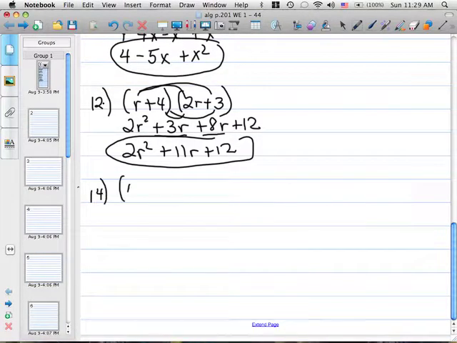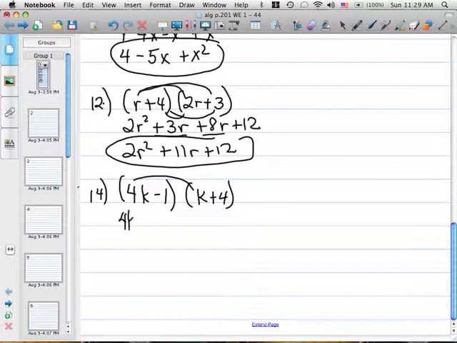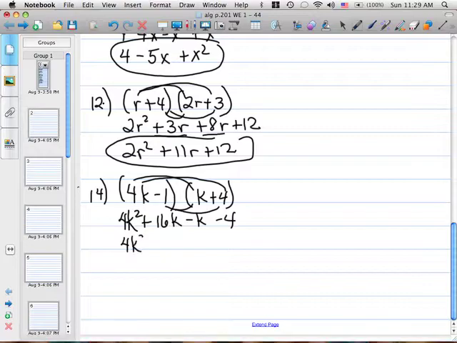Problem 14, 4k minus 1 times k plus 4. First terms, 4k squared. Outer term, plus 16k. Inner term, minus k. Last, negative 4. Collecting like terms, 4k squared, 16k, take away a k, is positive 15k minus 4.